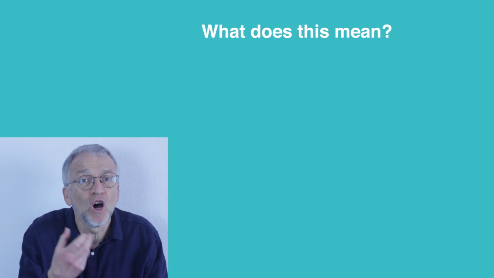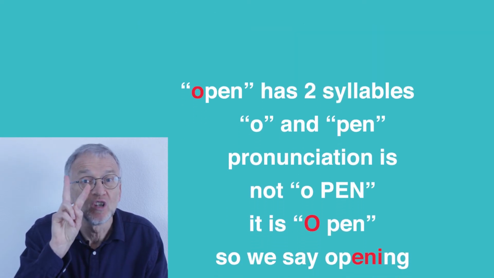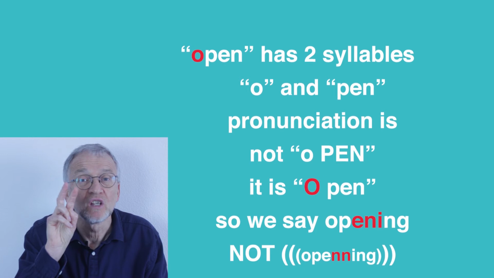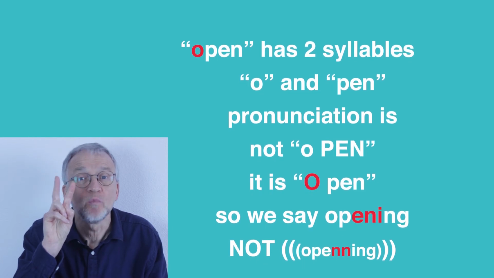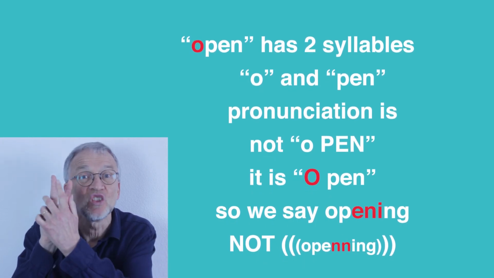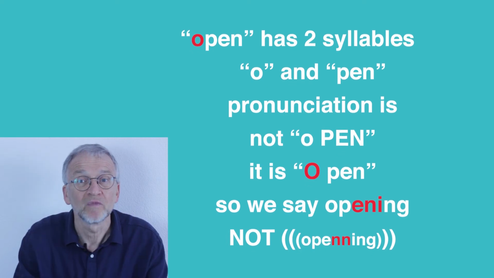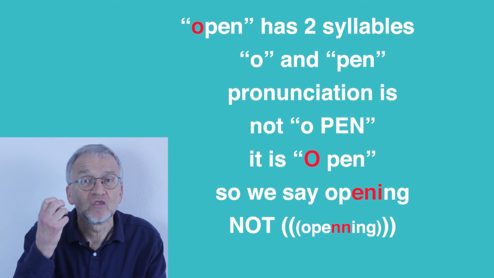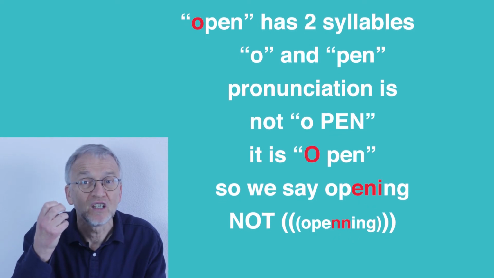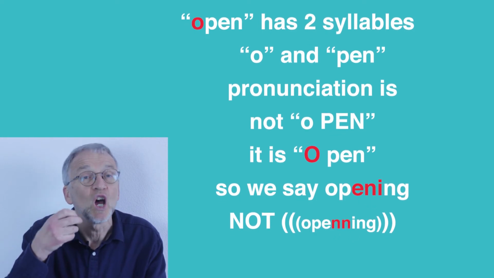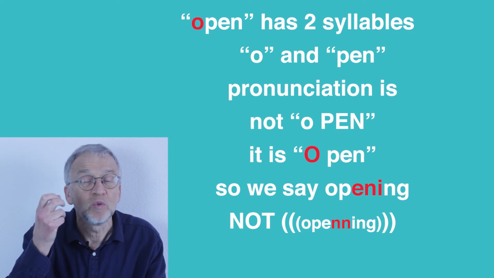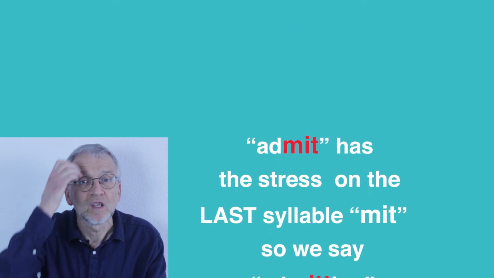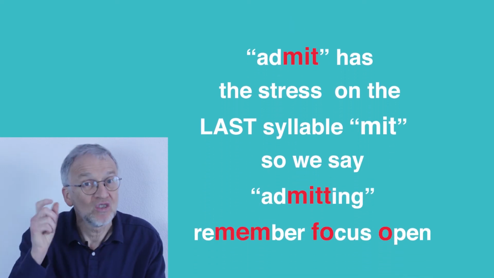So, the verb open, two syllables, open, but it's not open, it's open, so the stress is on the first syllable, okay? Right, so then, in this case, we do not double the N, yeah, so we just say opening, O-P-E-N-I-N-G, not double N.